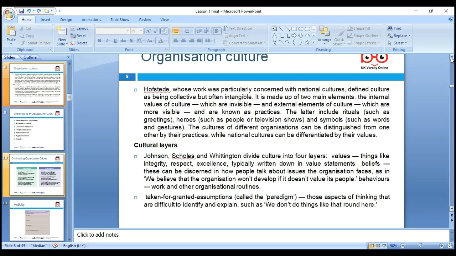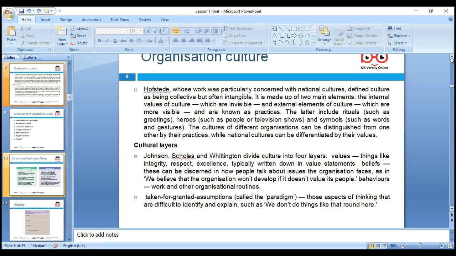Yes, I have a question here. It's defined as culture being collective but often intangible. What is a tangible culture then? I mean, it is an assumed thing, like you cannot see or touch it. But what do you mean by tangible culture?